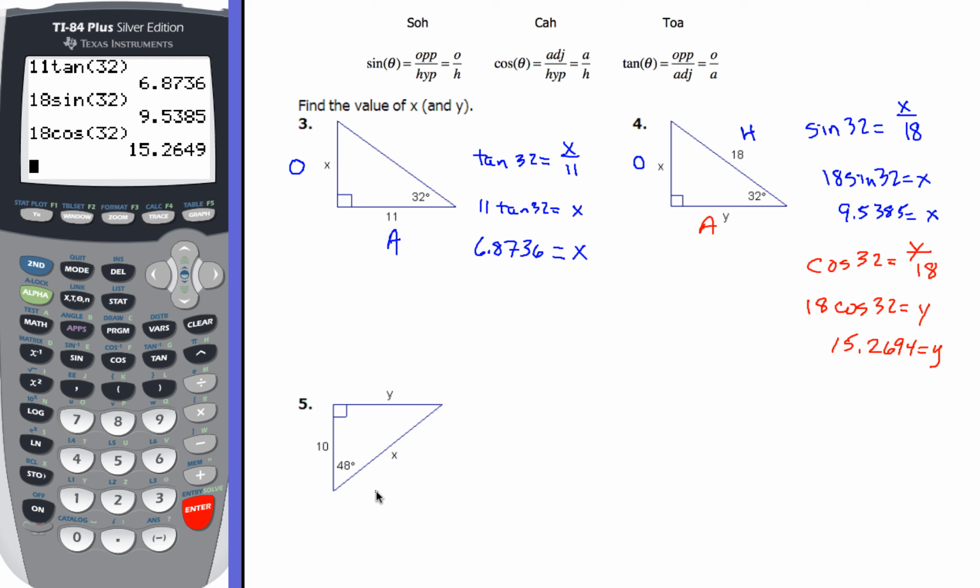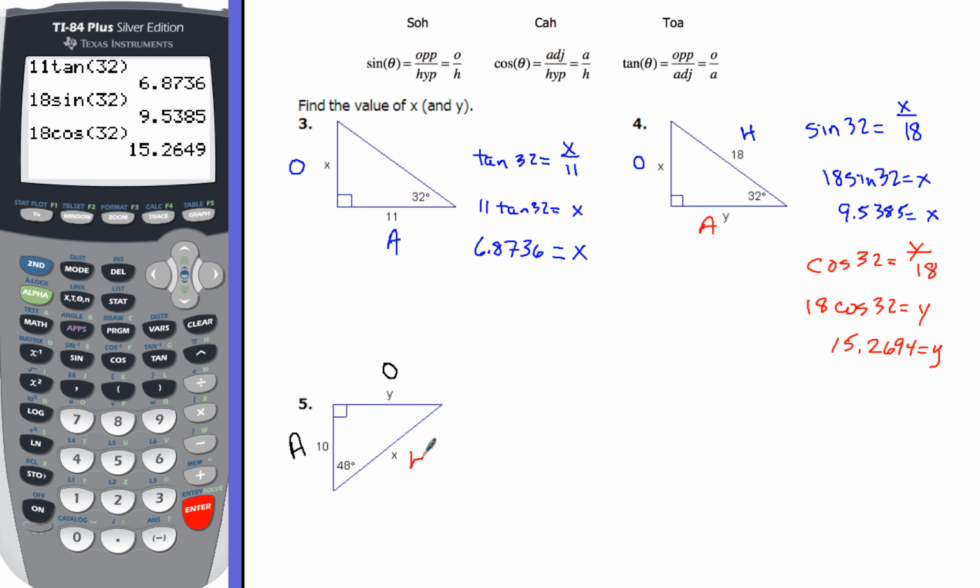All right, now 5 I think you guys could probably do on your own. Let's go ahead and get it set up together though. Based on where the 48 is, the 10 is adjacent. Now the y is opposite the 48. So what trig ratio deals with opposite and adjacent? Well, hopefully by now you've got that. That would be tangent. Then I've got the x, and then the x is going to be the hypotenuse.